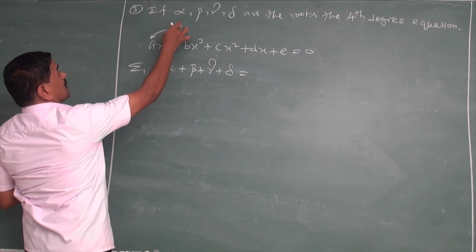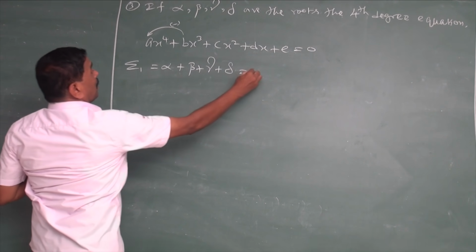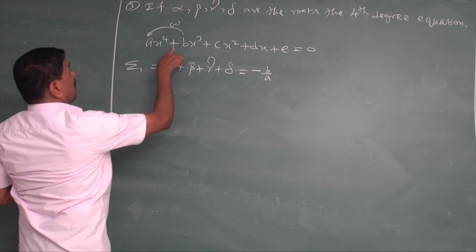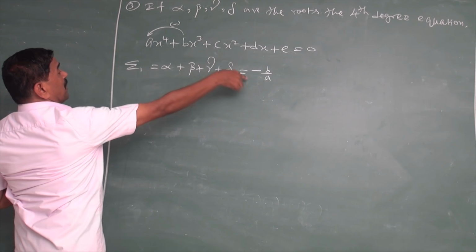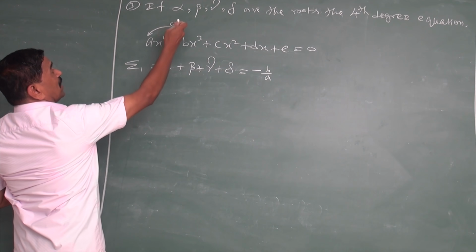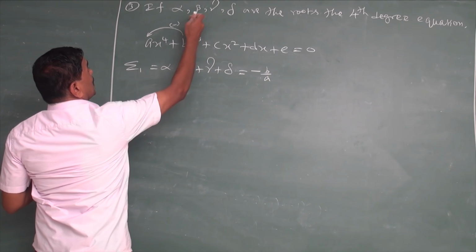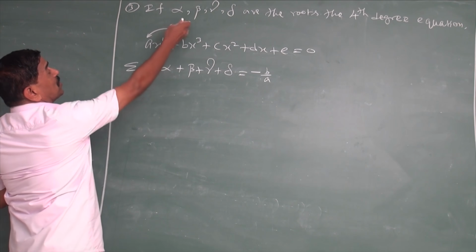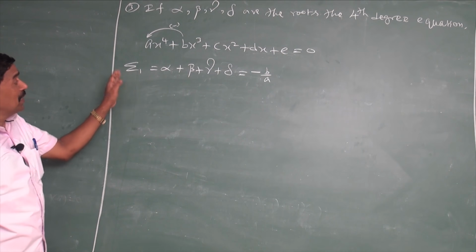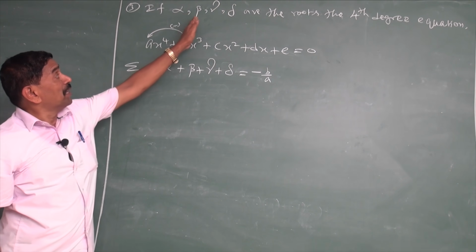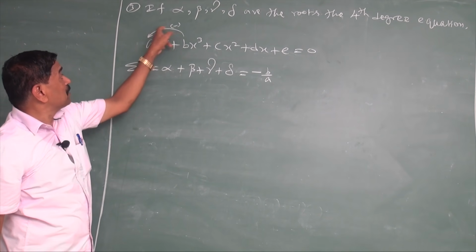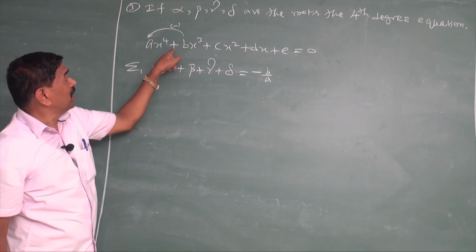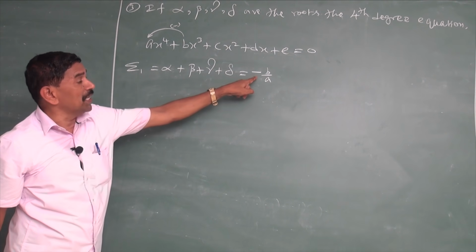Here again consider minus into plus, minus b by a. Already here, minus into minus becomes plus. The first one is minus, second plus, then minus, plus, minus, plus, like that. So the sum of the roots taken one at a time is sigma 1, equal to alpha plus beta plus gamma plus delta, which is equal to minus b by a.